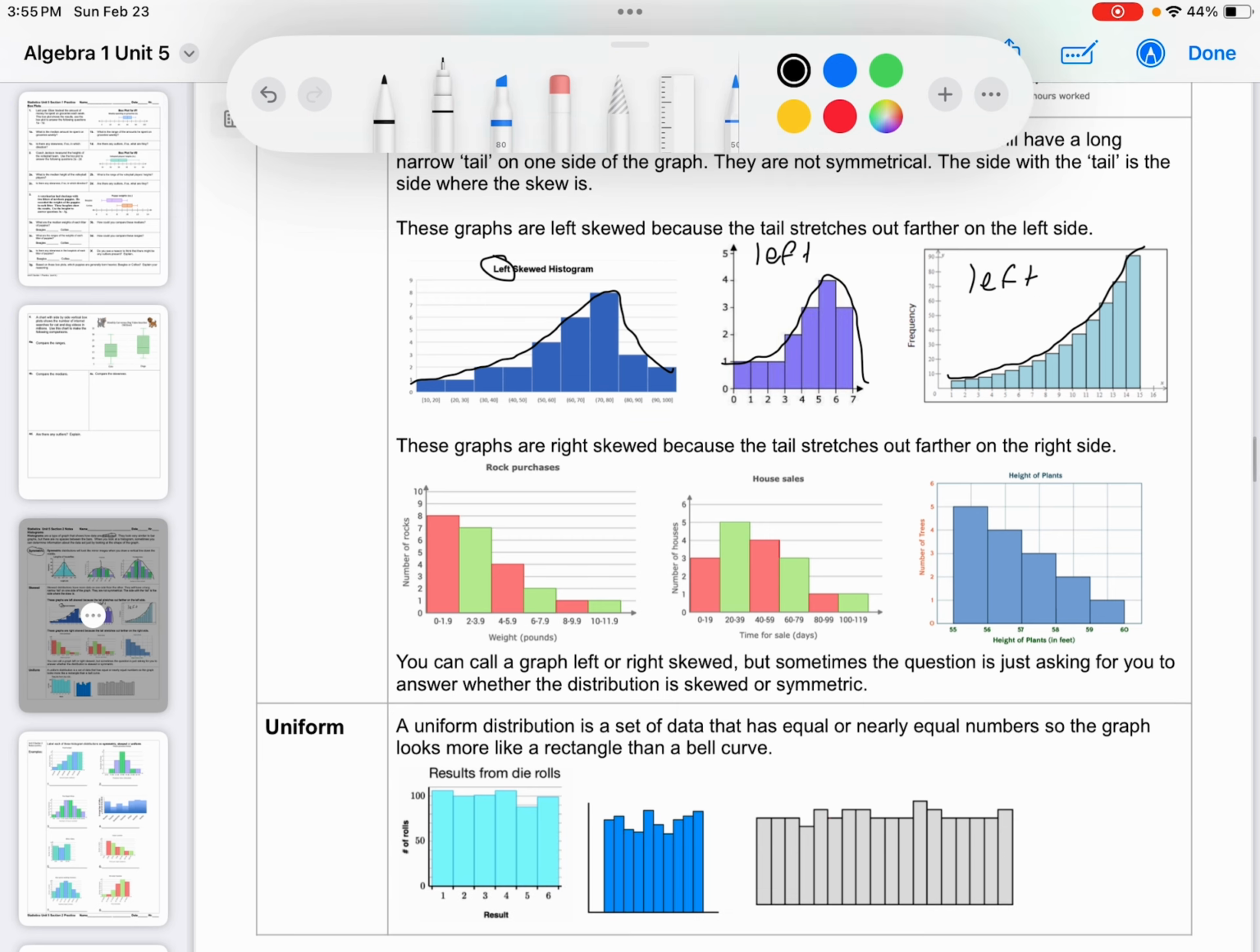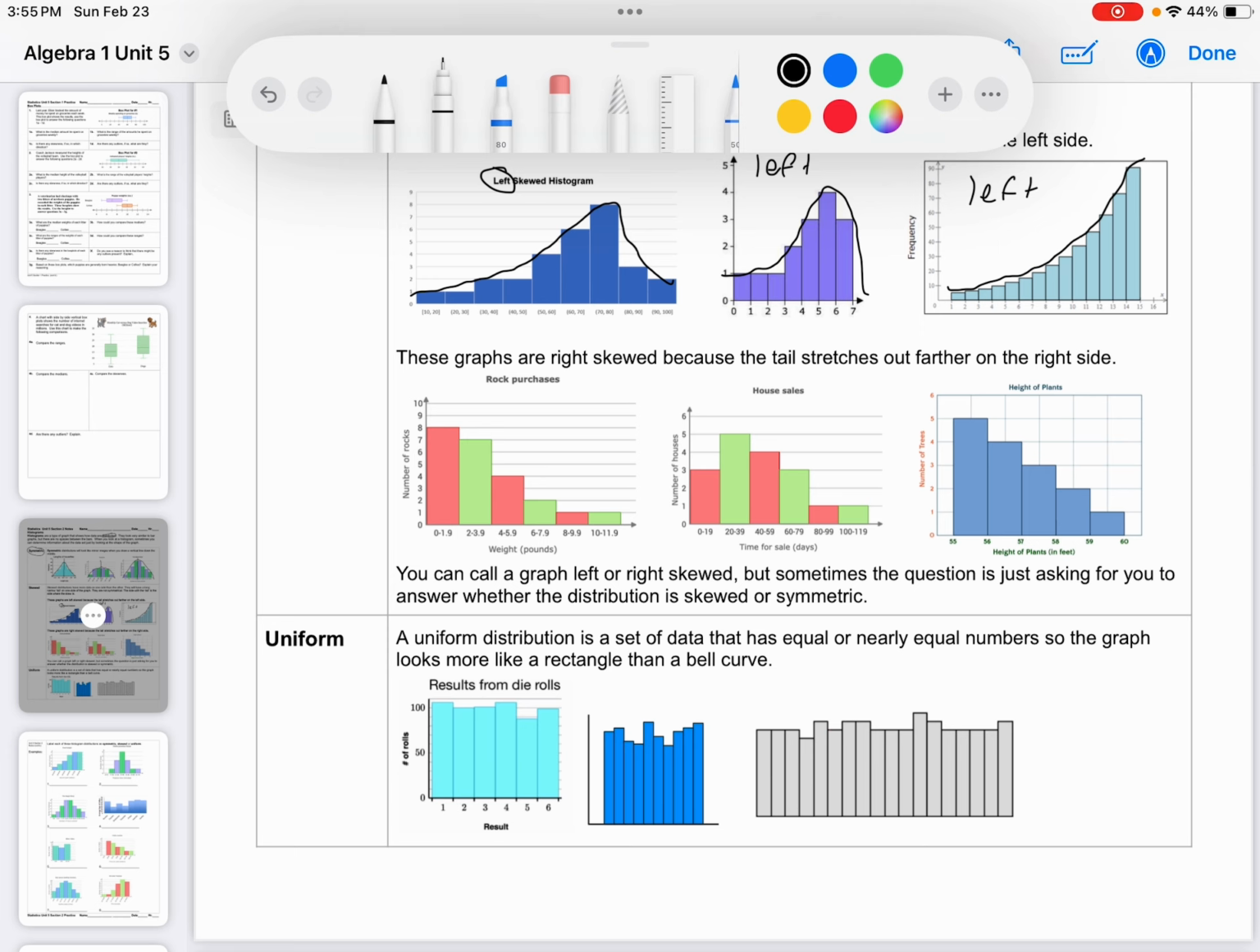And then for right skews, these are ones that are going to be starting up higher and then going down, so the tail is on the right side. This would be a right skew. Same thing here. It goes up right away and then goes down towards the right side, so this would be a right skew. And finally, this one here starts up towards the top, goes down to the right, and so this would be a right skew.